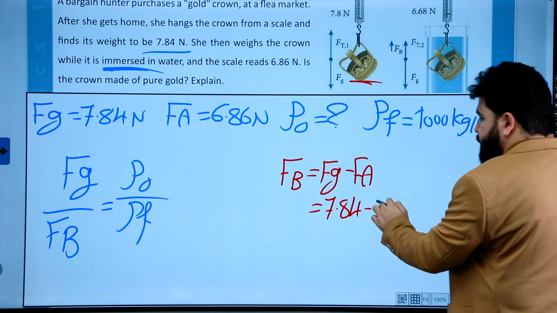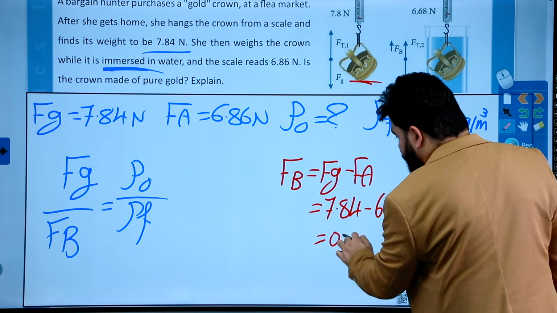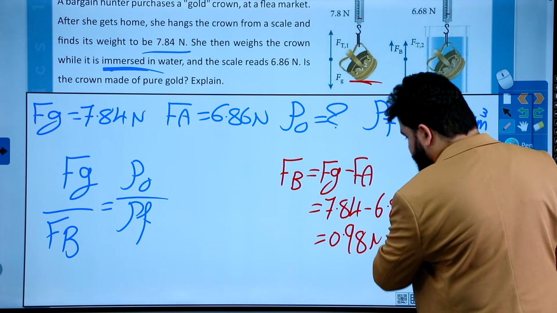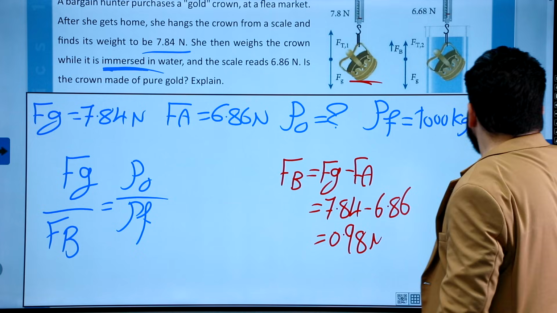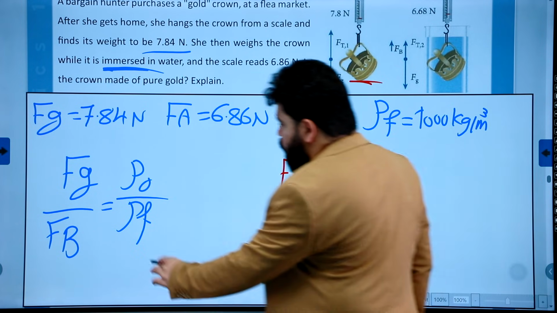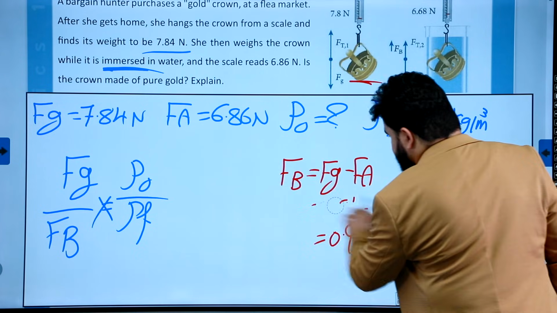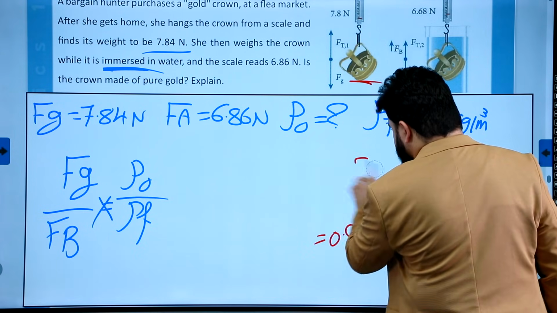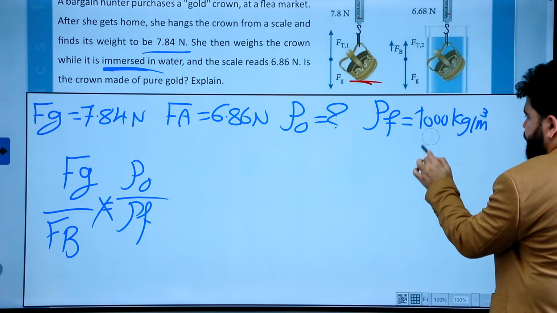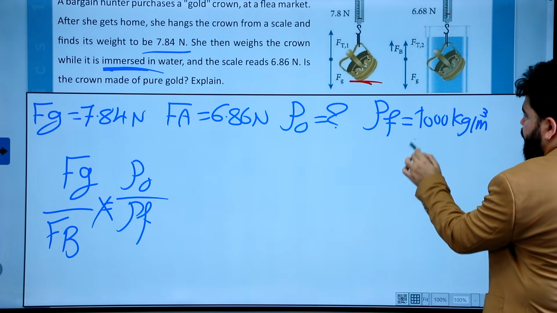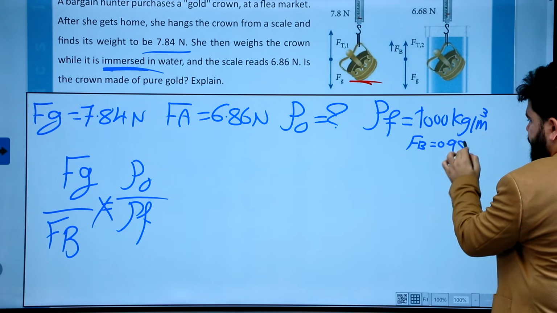7.84 minus Fa is equal to 6.86. I'm going to get 0.98 Newton. This is Fb. I found that too. Now, cross multiply this one. I'm not going to be needing this. I'm just going to know that Fb is equal to 0.98 Newton.